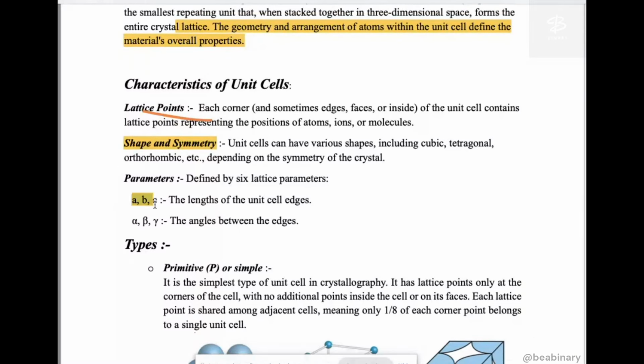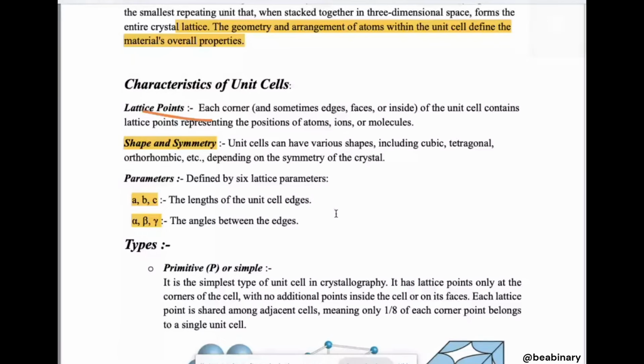This is A, B, C, and this is alpha, beta, and gamma. So what are these? A, B, C are the lengths of the unit cell edges. First we discussed the corners. If we talk about the edges, how many edges are present in a simple cube?